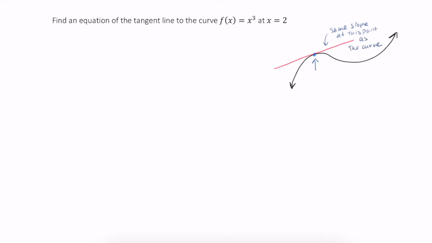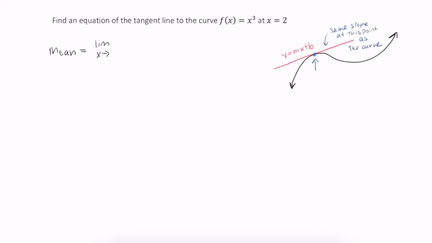So what we're looking for is the equation of a line. We're looking for some line of the form y equals mx plus b. But in our case, our m is the slope of the tangent line, and here we're going to use the limit definition to find the slope of this tangent line.